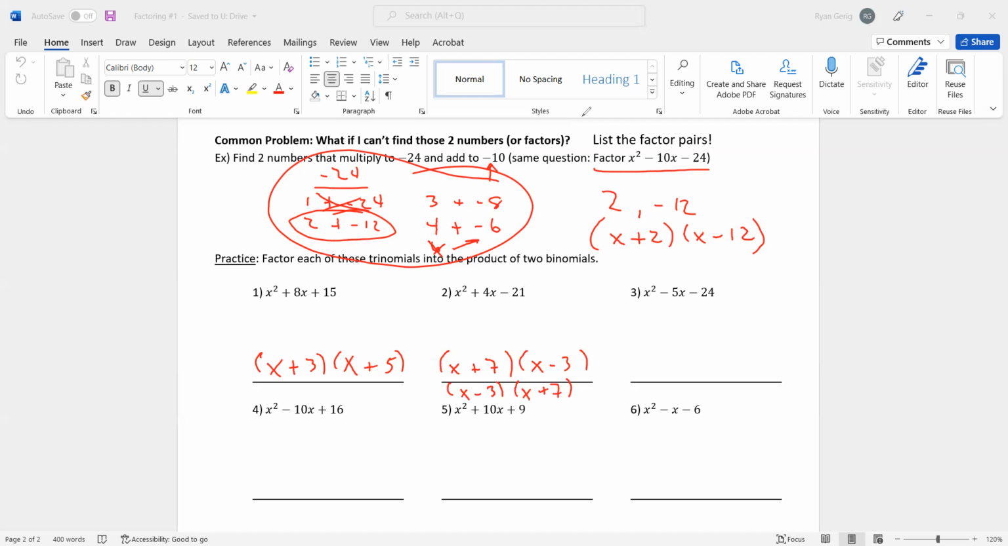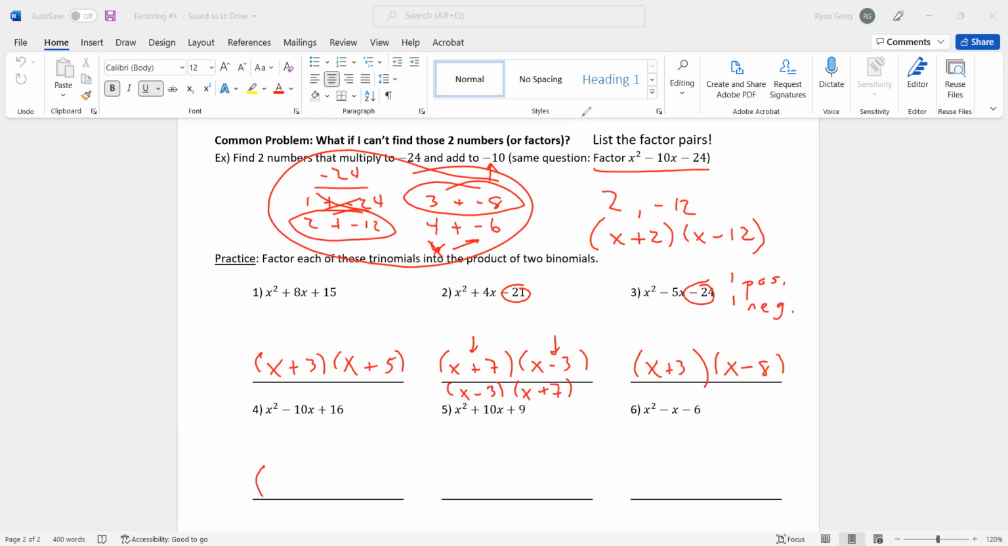Next one. A lot of people look at this one and say, oh, look, there's two negatives. That means both of these are going to be negative. No, it doesn't. If your product is negative, that means you're going to have one positive and one negative. Okay, you saw that back here. Negative product, one positive and one negative, right? Okay, so two numbers that multiply to -24 and add to -5. I'm actually going to use my work up here. See it right there, 3 and -8 makes -5, so x plus 3, x minus 8. And again, you could write x minus 8, x plus 3, and be fine.